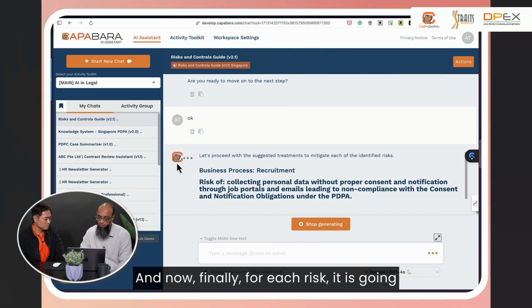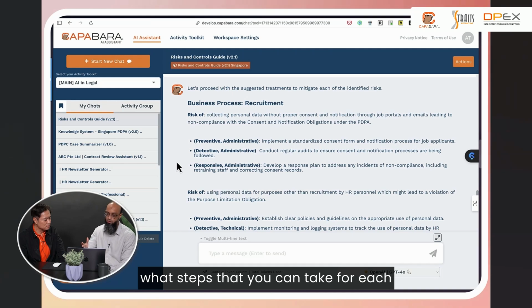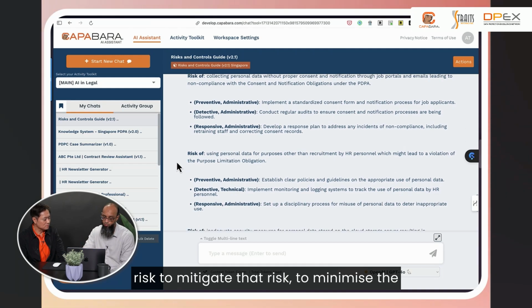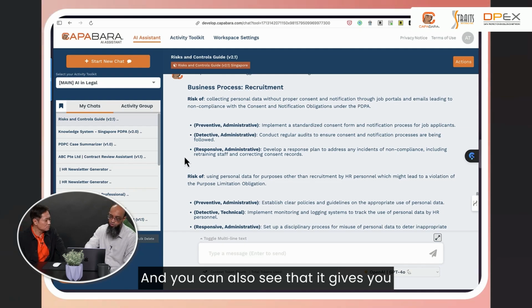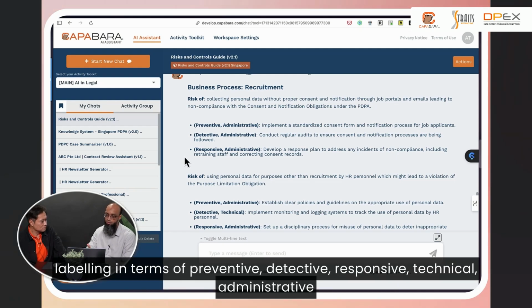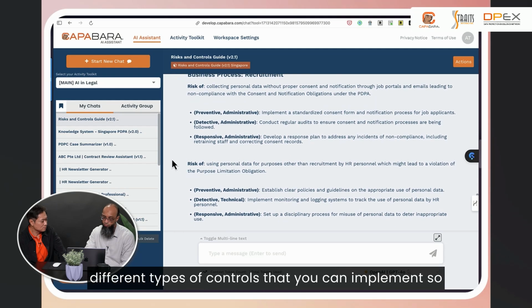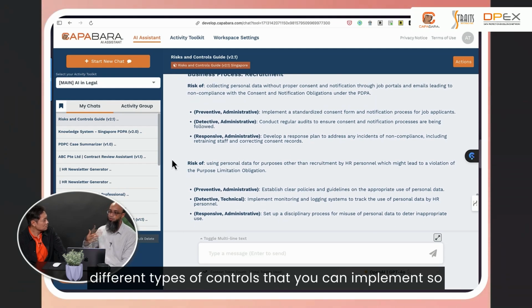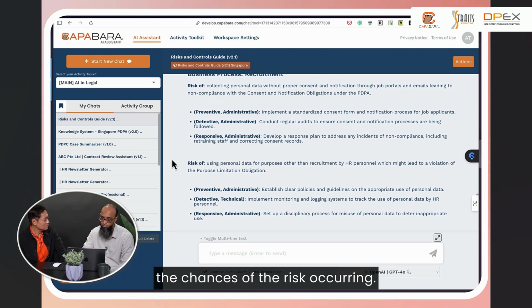And now finally, for each risk, it's going to give you 3 suggested controls on basically what steps you can take for each risk to mitigate that risk, to minimize the possibility of it happening within your organization. And you can also see that it gives you labeling in terms of preventive, detective, responsive, technical, administrative, and physical, which is to say these are the different types of controls that you can implement so that you take care at every stage to minimize the chances of the risk occurring.